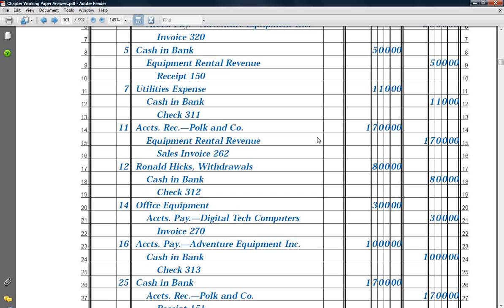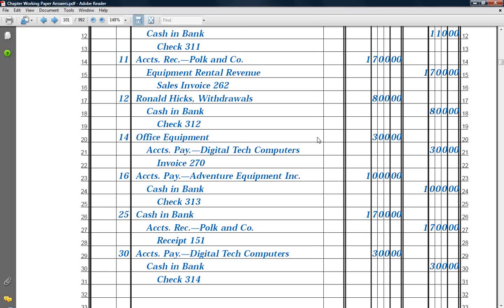Transaction on the 14th is a debit to office equipment and a credit to accounts payable, Digital Tech Computers. What happened? We bought office equipment on account. We now physically have the asset, office equipment, so to increase an asset, it's a debit, $300. We're crediting the liability. We didn't pay cash, so we owe Digital Tech Computers $300. We credit or increase the liability, accounts payable, Digital Tech Computers, $300. Source document is invoice 270.